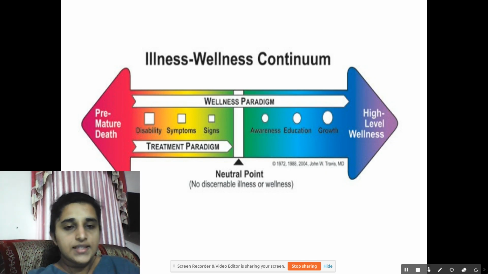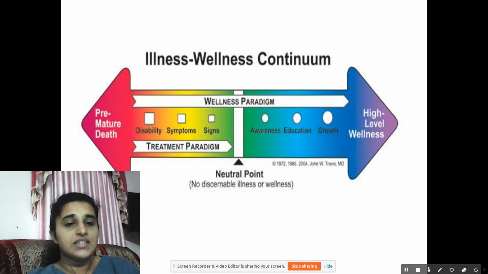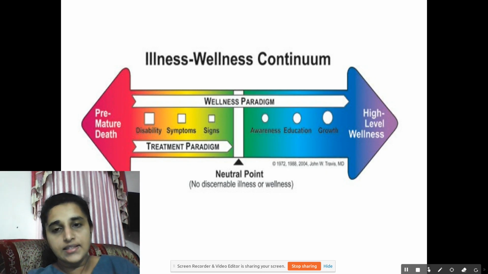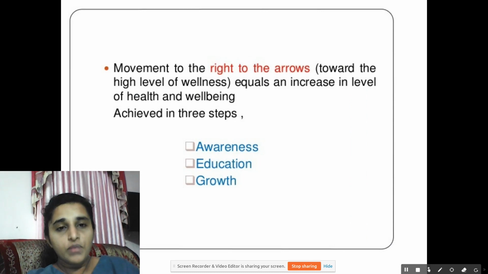Another arrow towards the left is the decline of health, or towards the illness. The person experiences signs, symptoms, and finally disability and premature death. So these are the two arrows: one towards the right is the wellness continuum, and towards the left is the illness continuum. The model illustrates two arrows pointing in opposite directions and joined at a neutral point. Movement to the right of the arrows equals an increase in level of health and well-being. It can be achieved in three steps: awareness, education, growth.